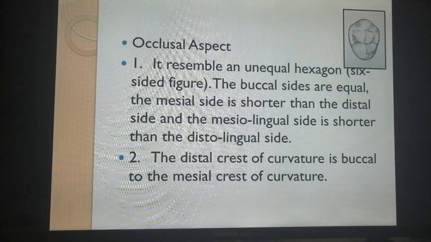As for the occlusal aspect, number 1, it resembles an unequal hexagon, a 6-sided figure. The buccal sides are equal. The mesial side is shorter than the distal side, and the mesiolingual side is shorter than the distolingual side. Number 2, the distal crest of the curvature is buccal to the mesial crest of curvature.